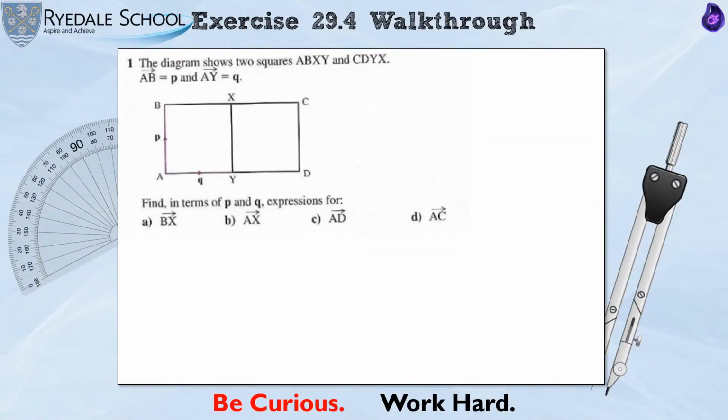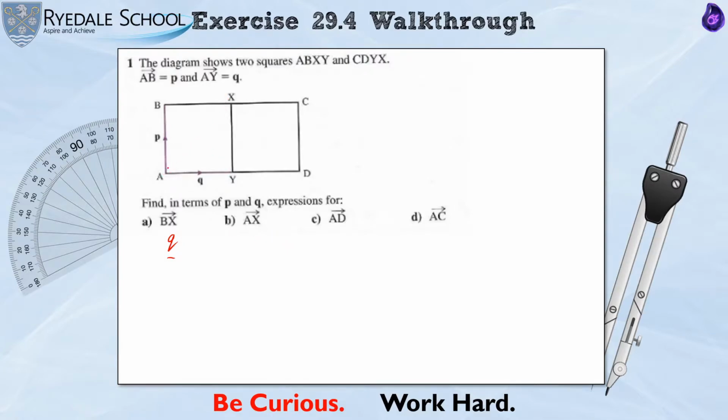So, question 1 talks about 2 squares. We can immediately deduce from that that because these are squares, we have some parallel sides. So we know that some of these vectors will be equivalent. For the first one, it says find BX. BX goes in the same direction as AY. It is parallel to AY. It is the opposite sides of the square. So those two vectors are the same. So the answer to that one is just q.